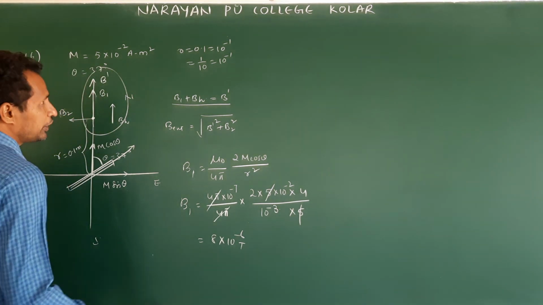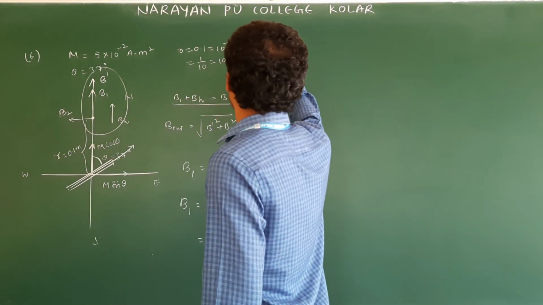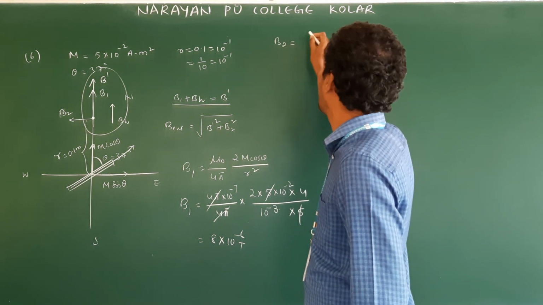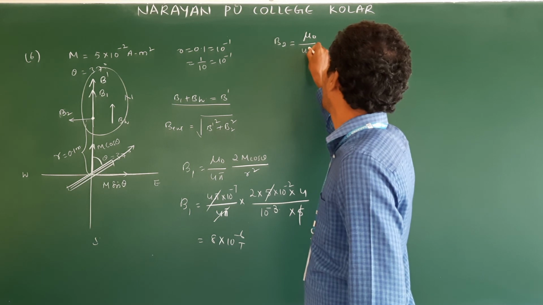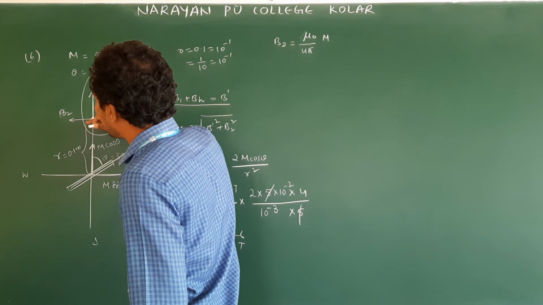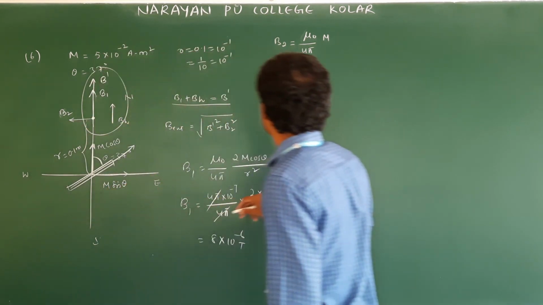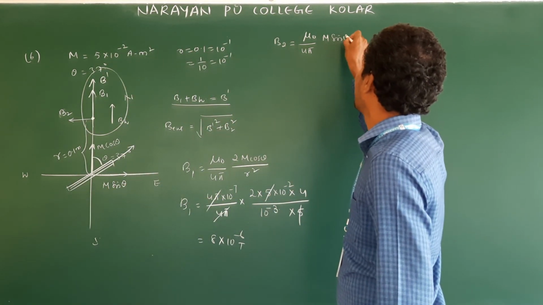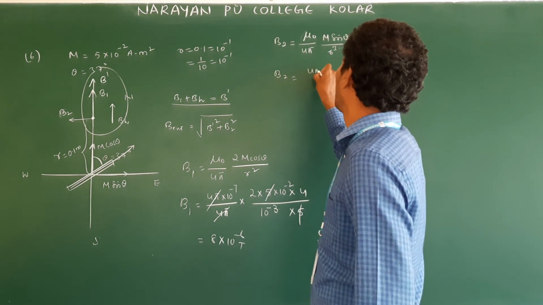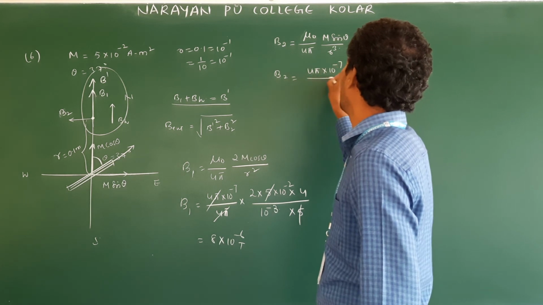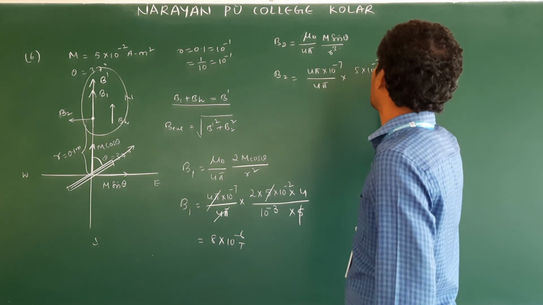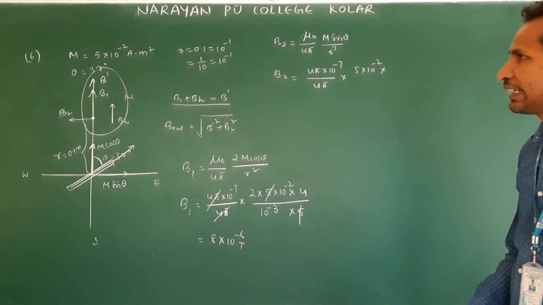Next, B2. B2 is the equatorial field. What is the formula? Mu naught by 4 pi into M. Who is contributing the equatorial field? M sin theta, so M sin theta by r cube. Then B2 is equal to 4 pi into 10 power minus 7 by 4 pi into 5 into 10 power minus 2 into, what is sin 37?